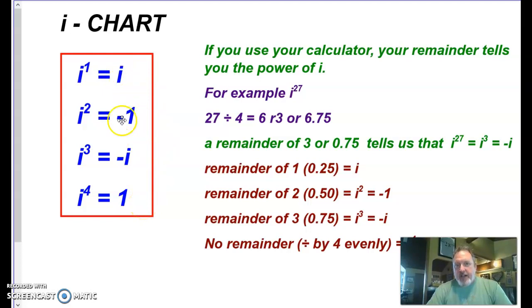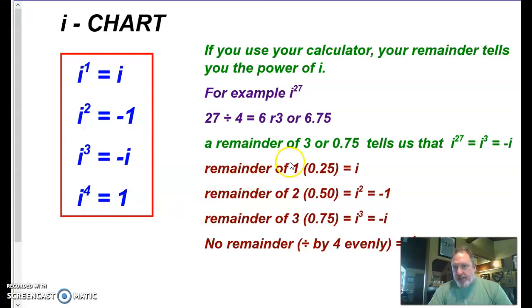So i to the first is i, i squared is -1, i cubed is -i, and i to the fourth is 1. You can also use your calculator to help you if you're not sure. For example, if we want to know what i to the 27th is, we really don't want to keep writing this chart out five, six, seven times. So we can just divide by 4, and your remainder dictates where you're at on the chart.